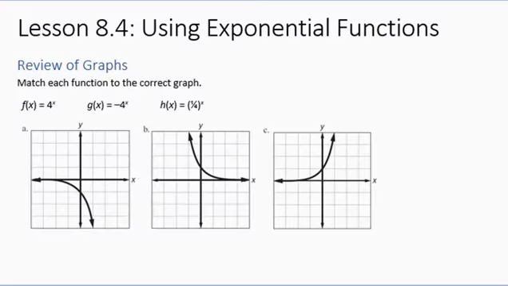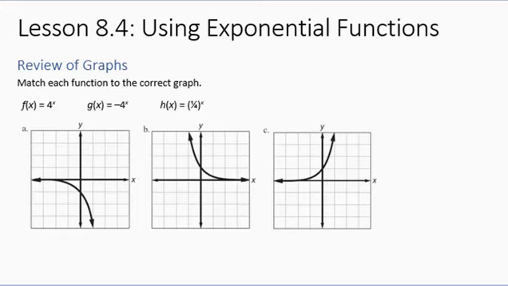Lesson 8.4 deals with using exponential functions. First, we're going to take a quick look at a review of the graphs of exponential functions. We just want to match the function to its graph. We have 4 to the x, negative 4 to the x, and 1/4 to the x. Well, this first one is an exponential growth function because 4 is greater than 1, so we know it should go through the point 0, 1 and go up from left to right.